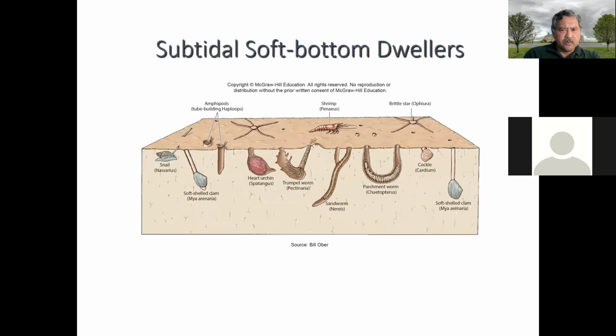And so here's some organisms living inside the soft body of the ocean. You can see them mixed up. There's some mollusks right there. There's a snail, univalvia. There's a bivalve soft-shelled clam. You can see some other ones here. Here's some different types of worms.